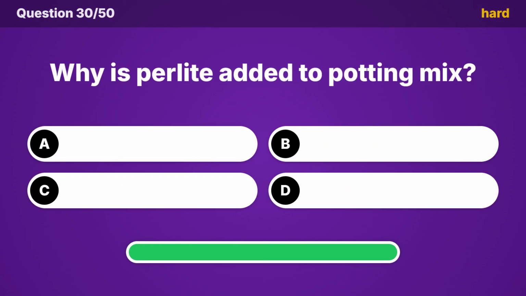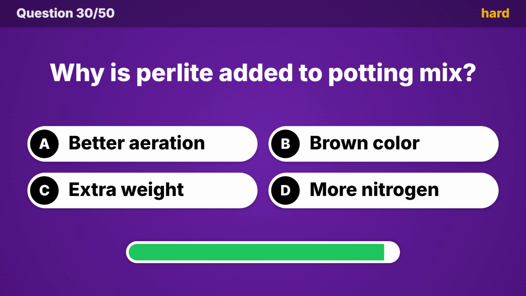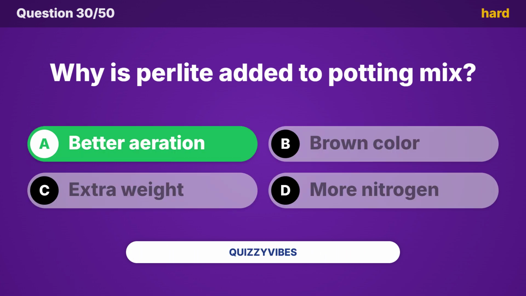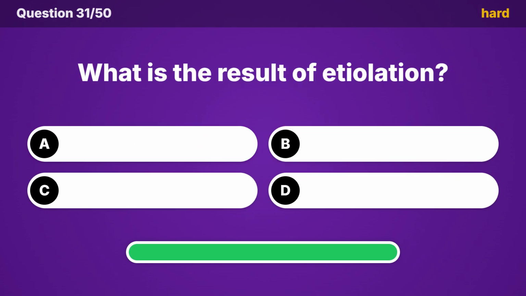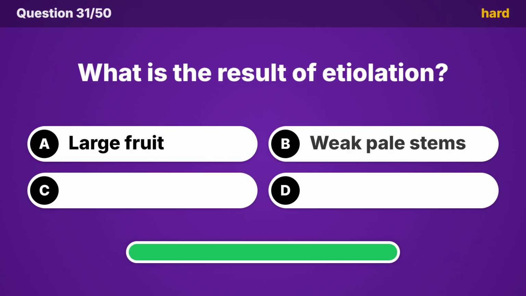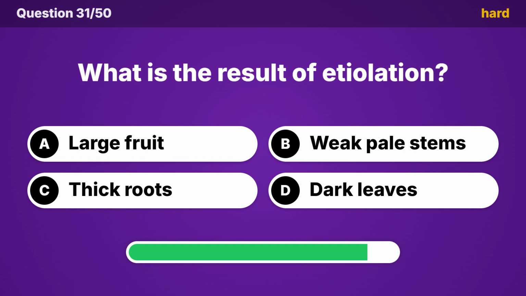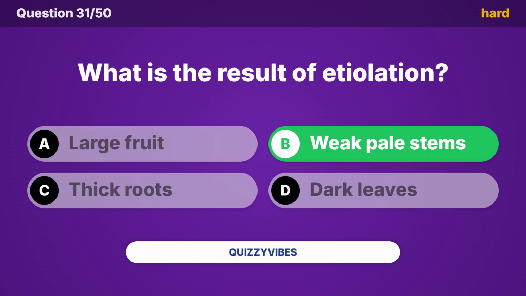Why is perlite added to potting mix? Did you guess it? The answer is better aeration. What is the result of etiolation? The answer is weak pale stems.